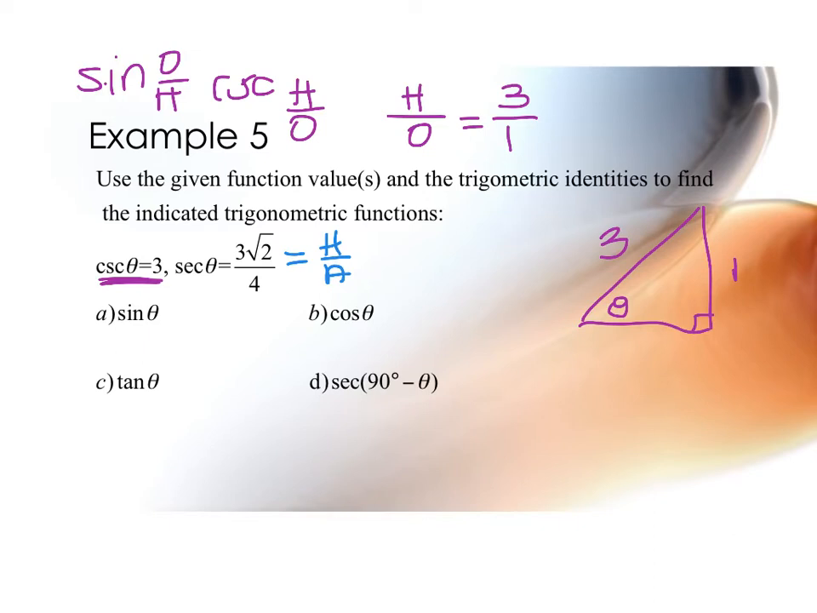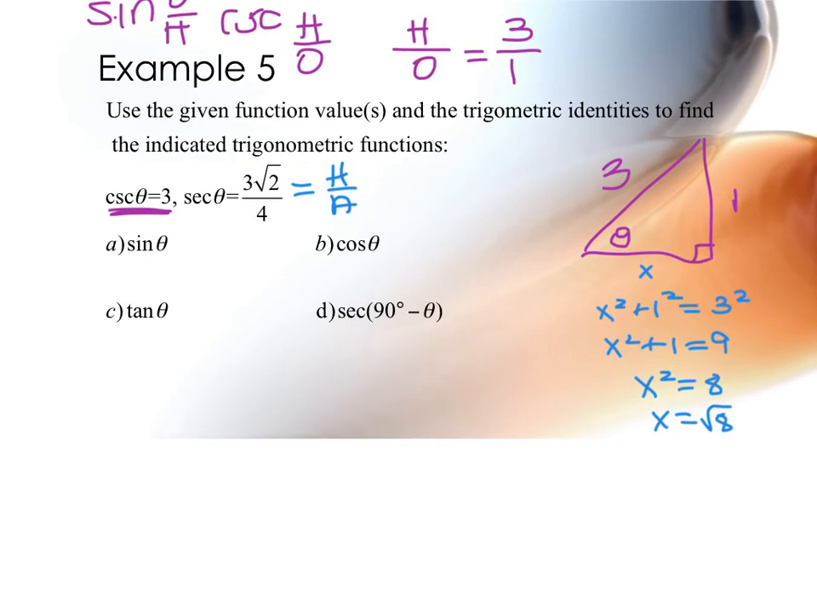So Pythagorean theorem, this could be the x, that's the side I'm missing. So x squared plus 1 squared equals 3 squared. x squared plus 1 equals 9. x squared equals 8. x would equal the square root of 8, which is the square root of 2 times 4, 2 times 2, or 2 root 2.